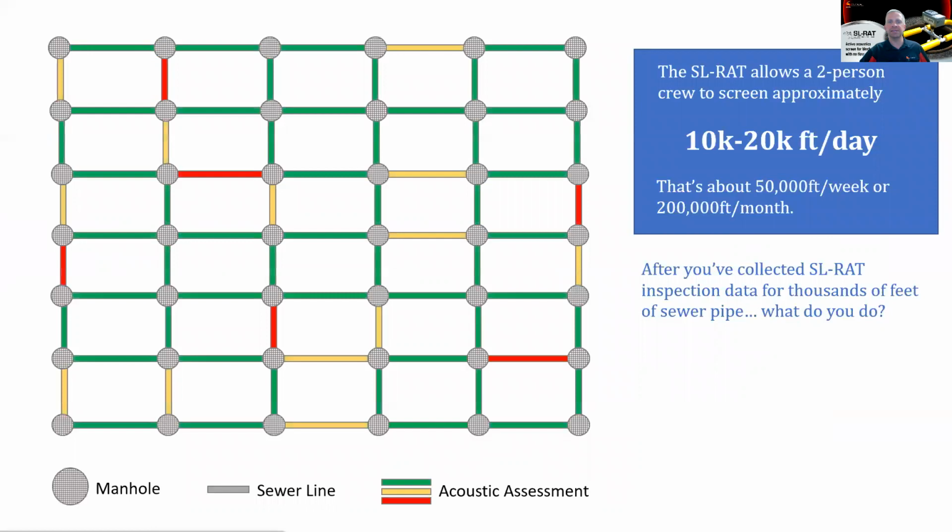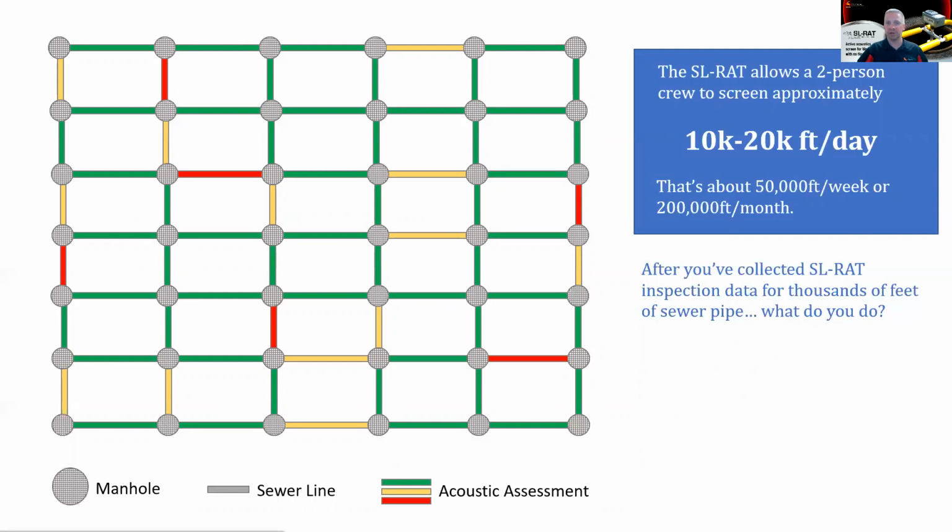The first step in data flow is to collect data with your SLRAT unit. That is the first step in the data generation process. Typically, most field crews are able to assess 10 to 20,000 feet of pipe per day. This translates to about 20 to 50 measurements per crew per day on average. That is a manageable amount of data to look at on a daily basis.